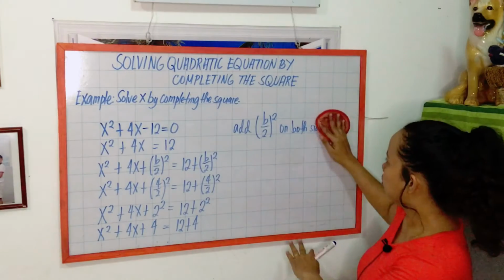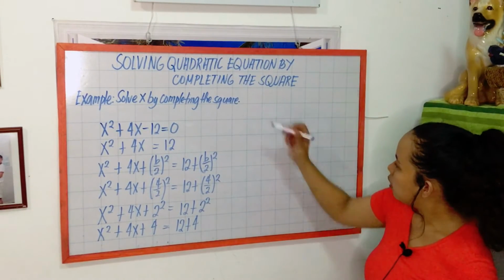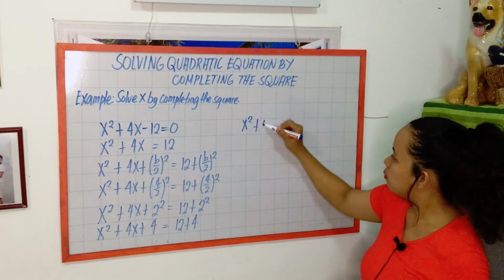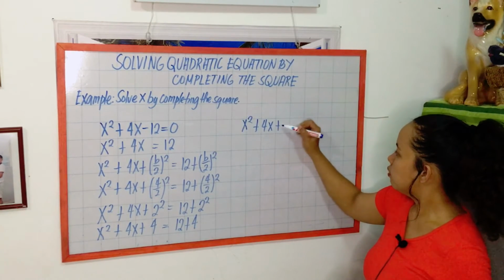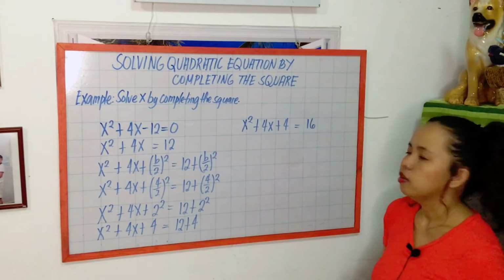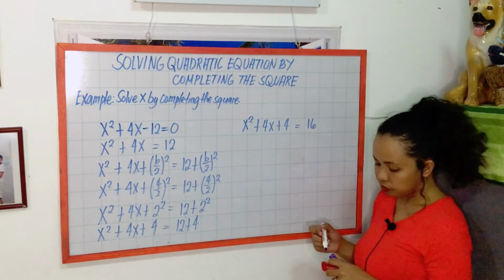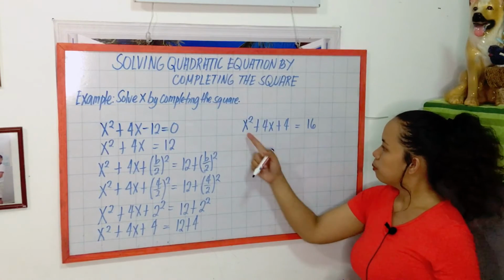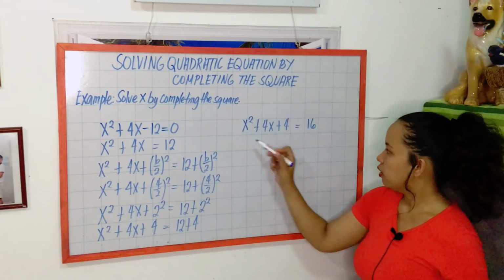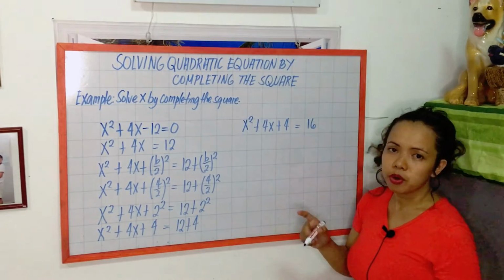Erase natin ito. And then, after that, we now have x squared plus 4x plus 4 is equal to 16. So this is the simplified form. Now, just by looking at both sides of our equation, on this side makikita natin na meron na tayong perfect square binomial.